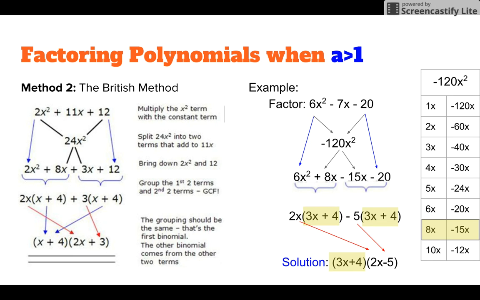If you remember from the last time we tried this, we got the same solution, 3x plus 4 and 2x minus 5. However, the last time we wrote it as 2x minus 5 and 3x plus 4. The order won't matter because these binomial factor pairs are still just being multiplied. And remember that multiplication is commutative, so the order doesn't matter.